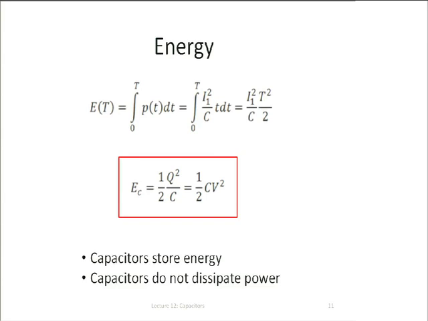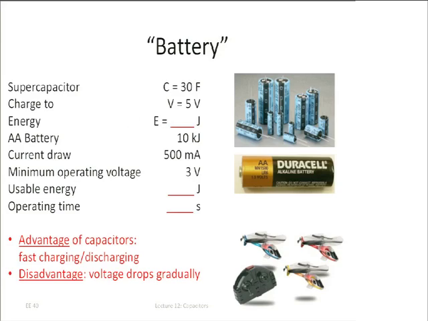the energy that's stored on the capacitor is 1/2 the capacitance times the voltage across the capacitor squared. Okay? Capacitors do not dissipate the power, they just store the energy. All right, so we can go through a very simple example here. Suppose that we had a supercapacitor and the value was 30 farads. So they exist. And let's then suppose that we charge this supercapacitor to 5 volts. How much energy have we stored on this supercapacitor? How would you figure that out? Yeah.